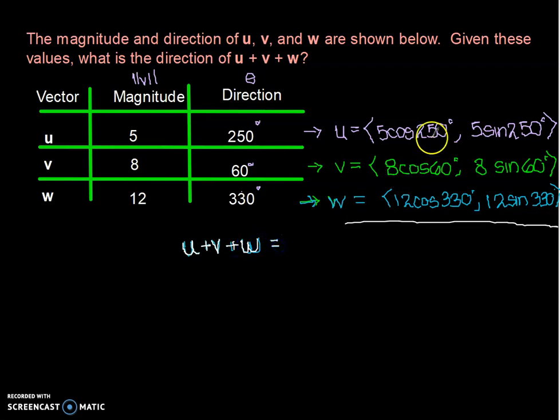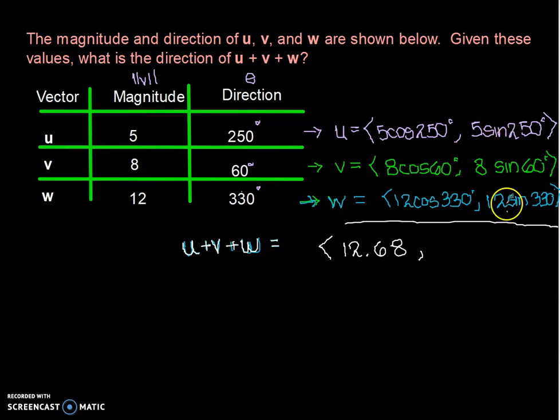Okay, so 5 times cosine of 250, I would press equals and then plus and put in parentheses 8 times cosine of 60, and then plus, and then in parentheses 12 times cosine of 330. And equals, make sure you're in degrees as well. That should give you an approximate value of 12.68. So that is the x value.